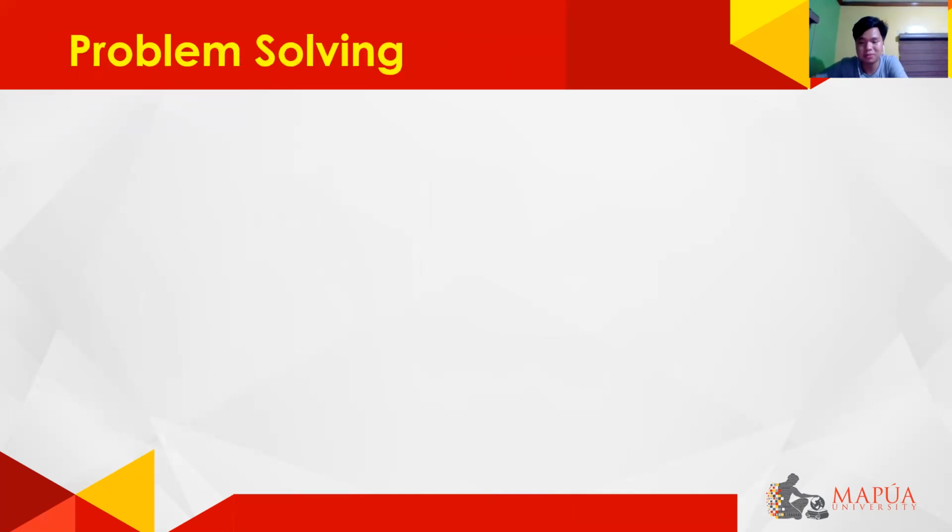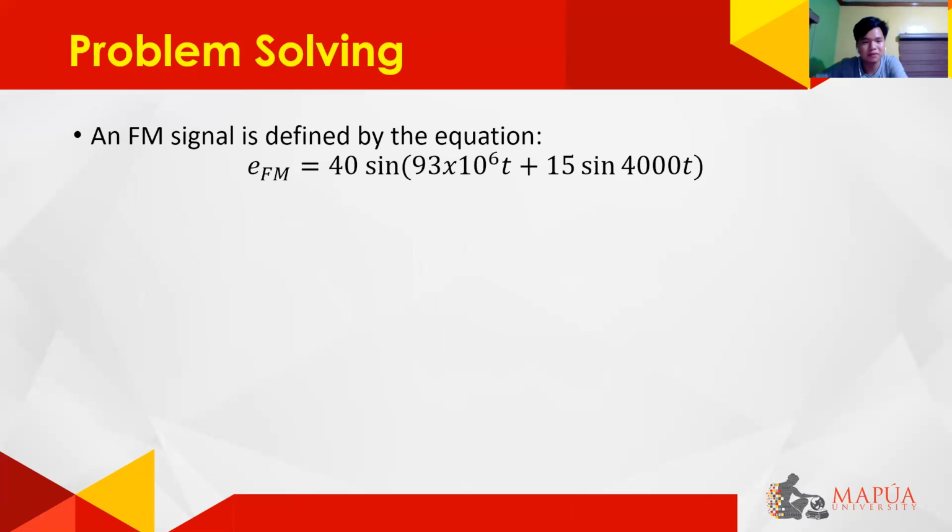Okay, so let's have a problem solving. An FM signal is defined by the equation e_FM is equal to 40 sine of 93 times 10 raised to 6 t plus 15 sine 4000 t. So this is quite an equation. By knowing the composition of what those numbers represent, we will be able to disseminate the values, and we will find the values that we need to solve this problem.